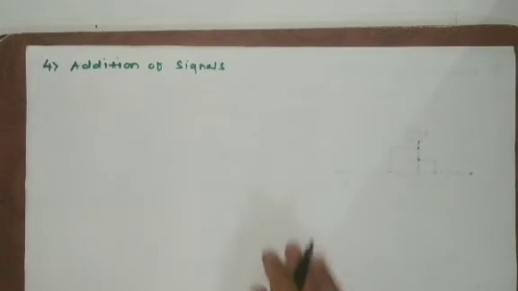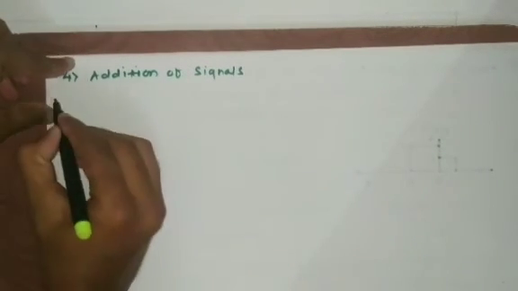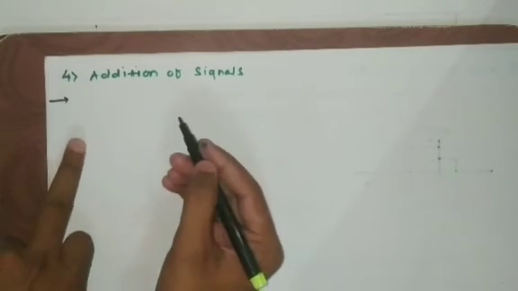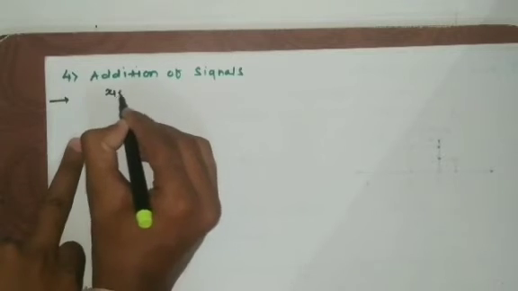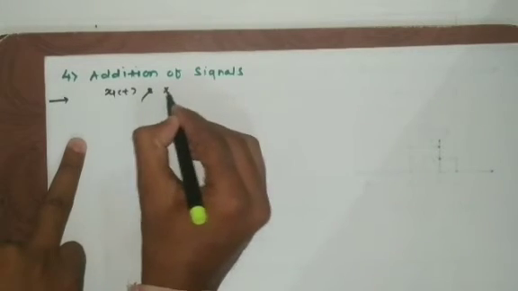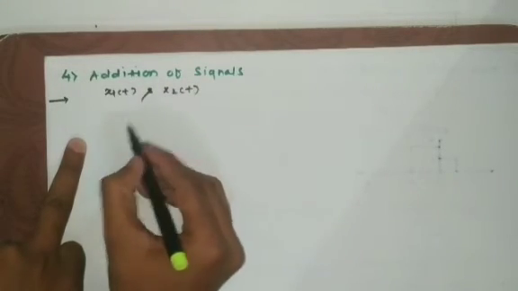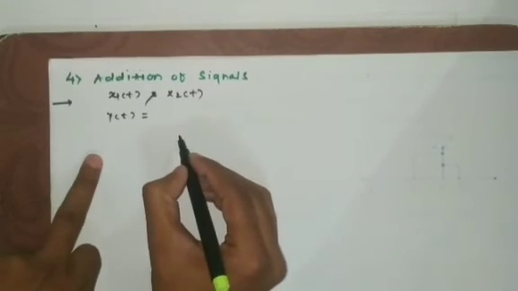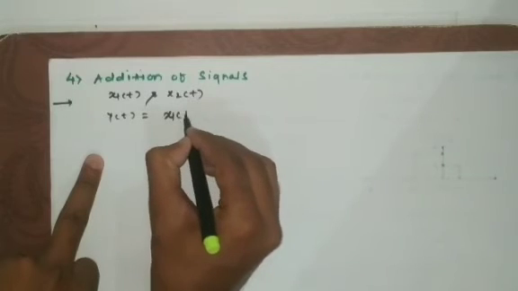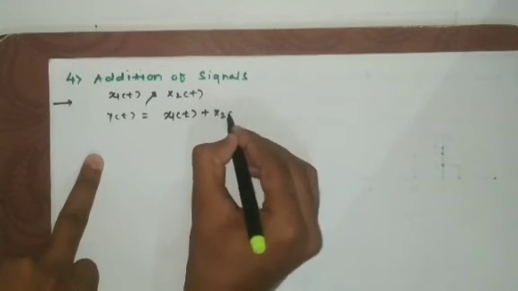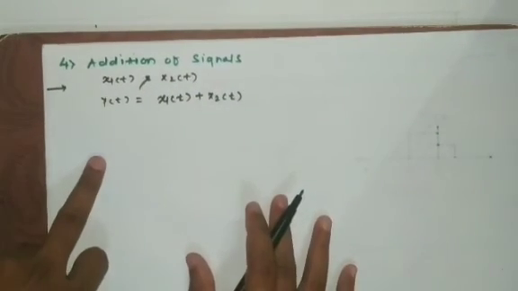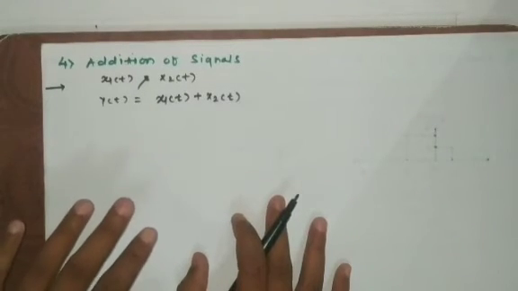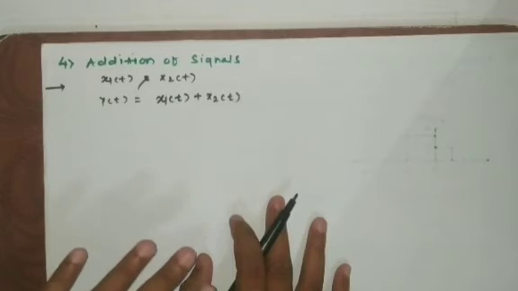Now here it simply defines addition of signals; we require a minimum of 2 signals. Let us assume that we have 2 input signals, x1 of t and x2 of t. The addition will result in an output signal which I am writing as y of t is equal to x1 of t plus x2 of t. Now how can we add these signals? Whenever we are adding signals, only the addition of amplitude takes place and the time period remains the same.